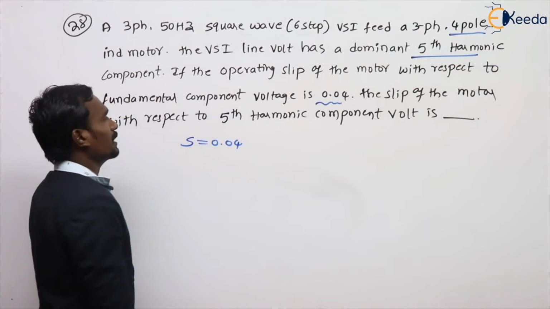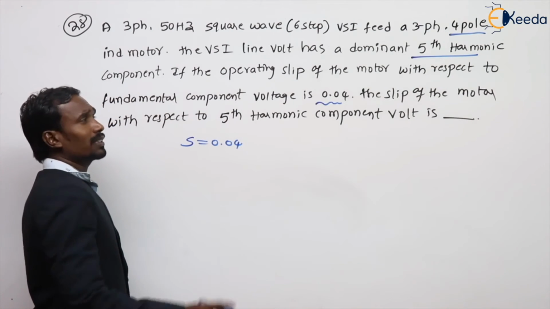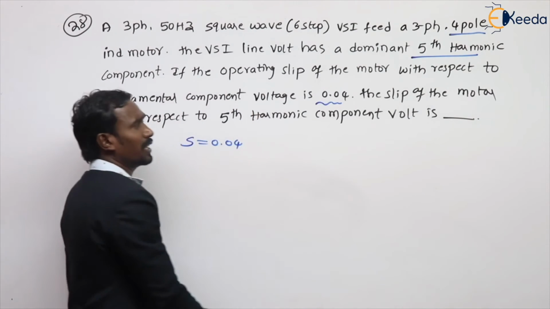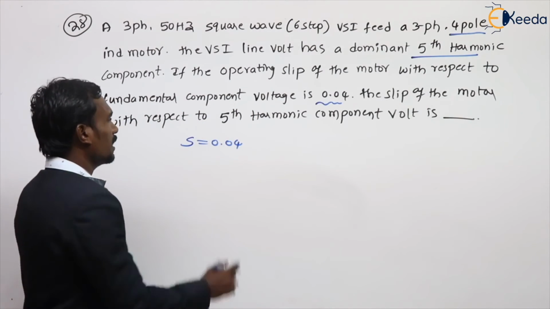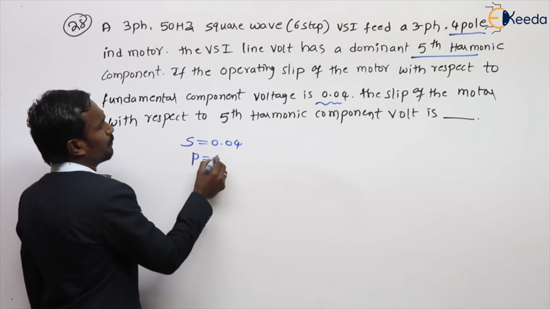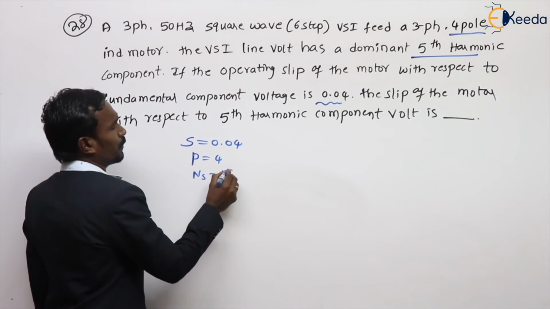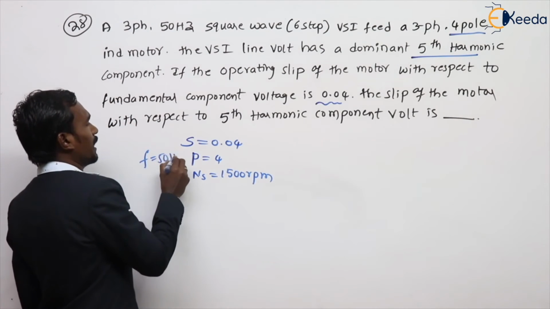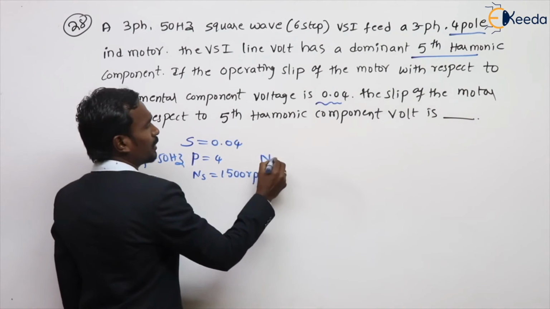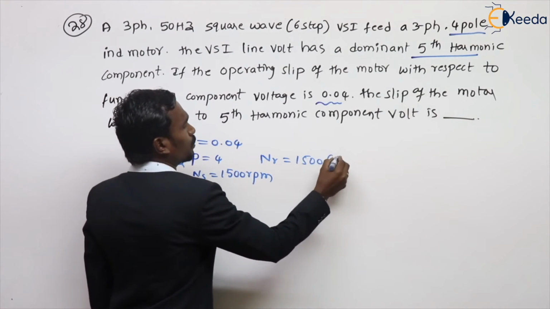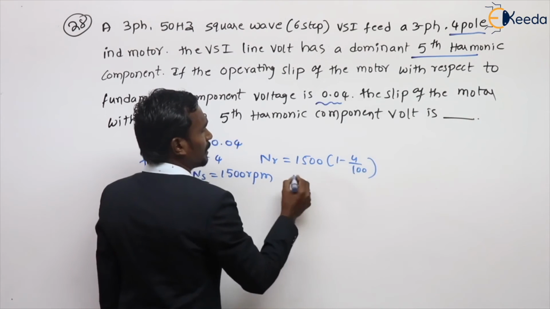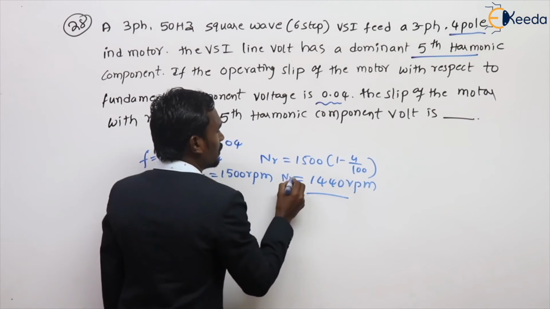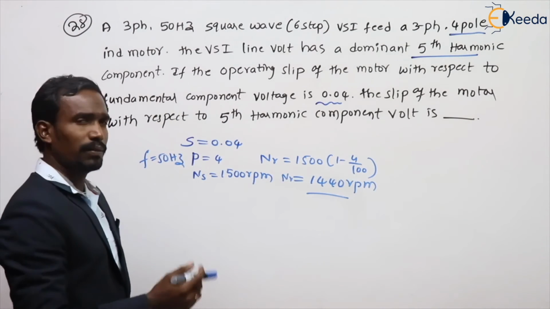the slip of the motor with respect to fifth harmonic component voltage is, here generally they gave number of poles as 4. So NS is equals to 1500 RPM because it is a 4-pole machine and frequency is 50 Hz. For this NR is equals to NS into 1 minus S, then you can get 1440 RPM. NR is equals to 1440 RPM.